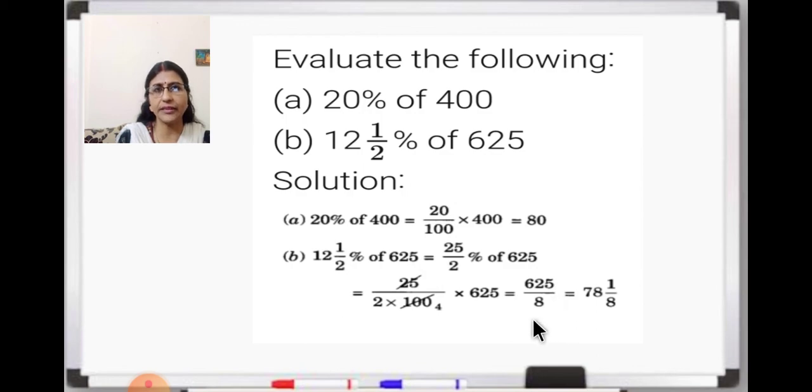And then we'll reduce it. If you cannot reduce it, now here you can see we cannot reduce it, because here 625 is there and here 8 is there. So we cannot reduce. Then you are going to divide it, and when you divide, you will get the answer. So this way you are going to solve all these questions.